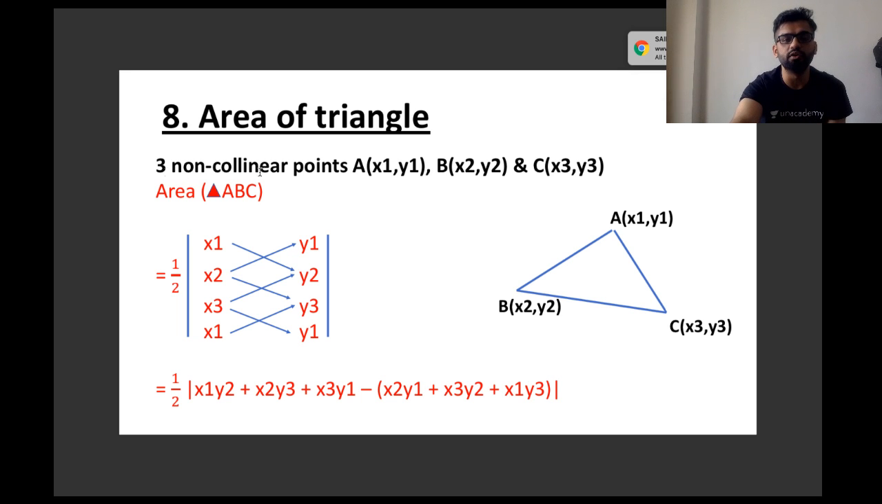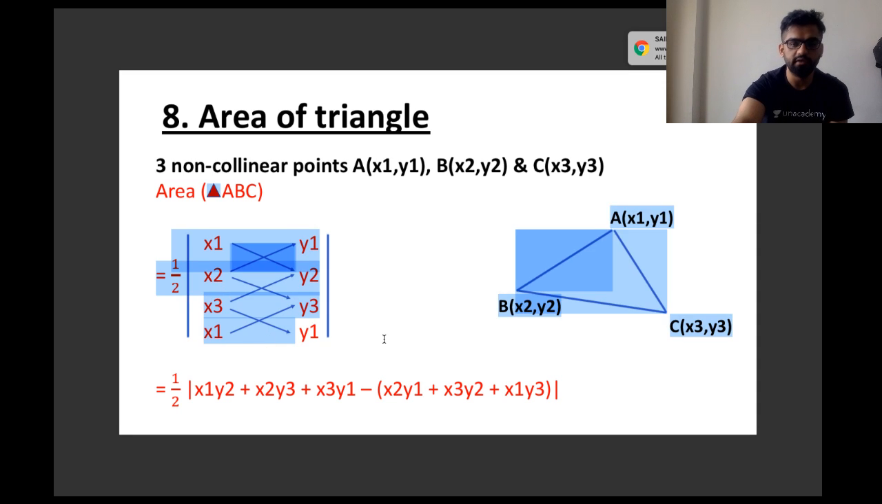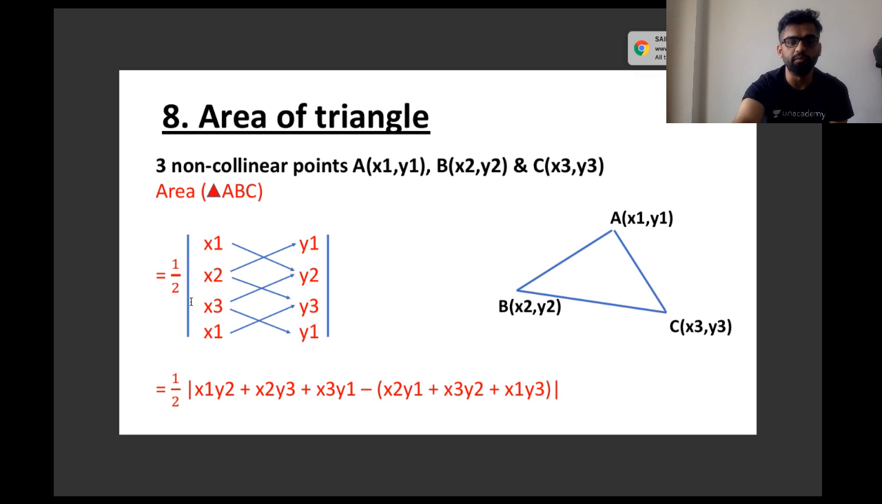For example, take 3 non-collinear points A, B and C with coordinates x1, y1, x2, y2 and x3, y3. The area of triangle ABC can be calculated using this matrix. It looks complex, but it is not. Half of modulus of, write down x1, x2, x3, x1 this way. Then on the right, write down y1, y2, y3, y1. Draw the arrows from x1 to y2, x2 to y3, x3 to y1, top left to bottom right. Then draw bottom left to top right: x2 to y1, x3 to y2, x1 to y3.